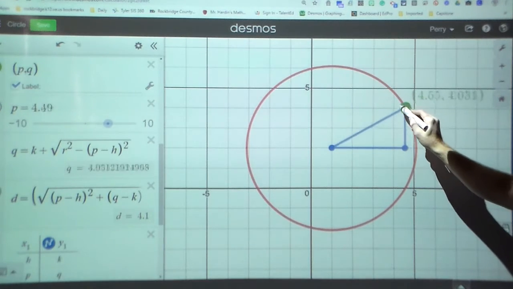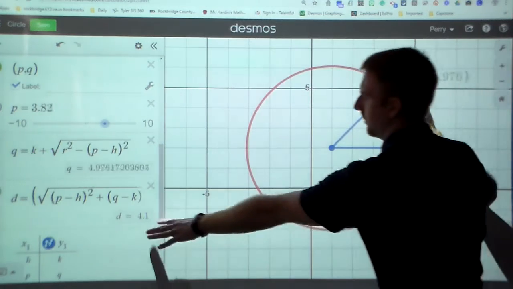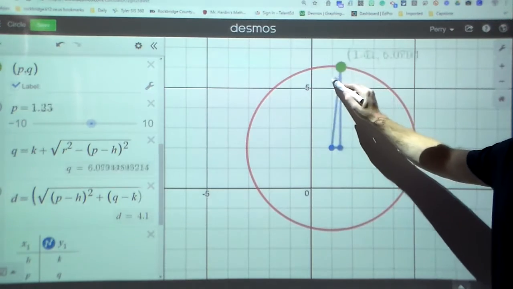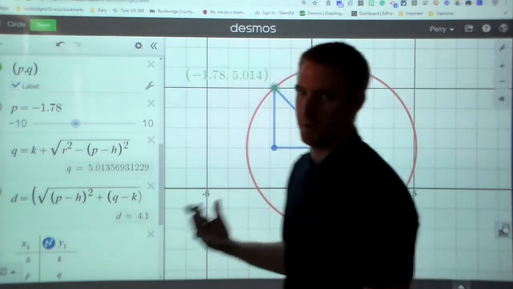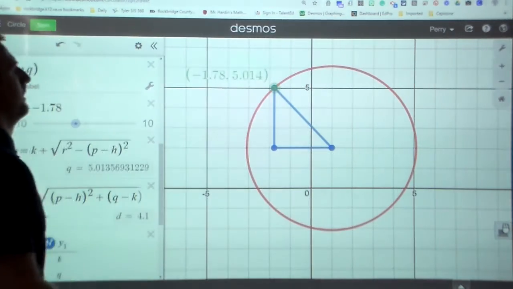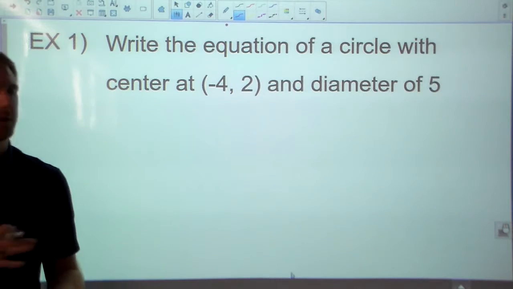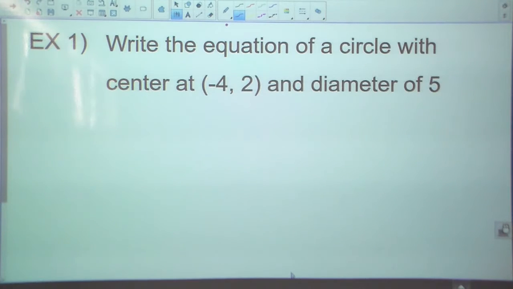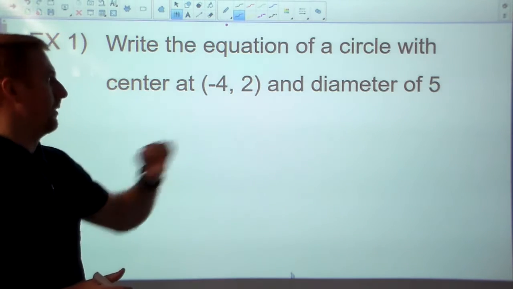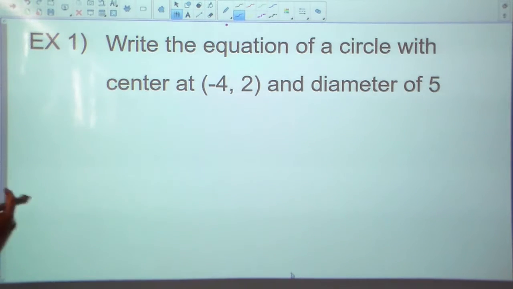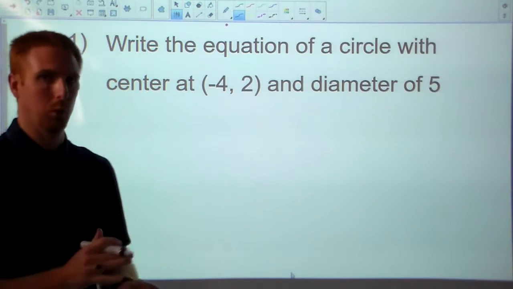You'll see that x and y coordinates change, but this radius distance never changes. And I just used different variables because I already had x, y, and r taken, so I used p, q, and d. For a few examples here, the first one, we're going to take the definition of a circle and apply the center point and diameter. And I'm using diameter, not radius. We're going to apply all this and put it in the circle definition to write the equation.